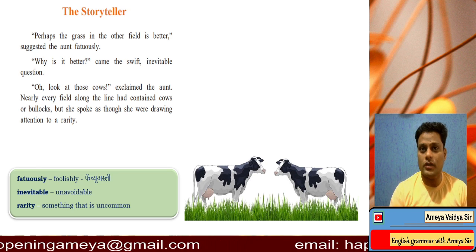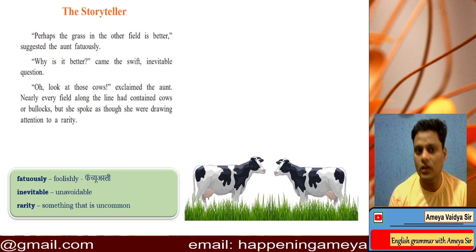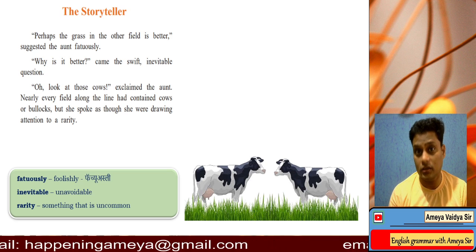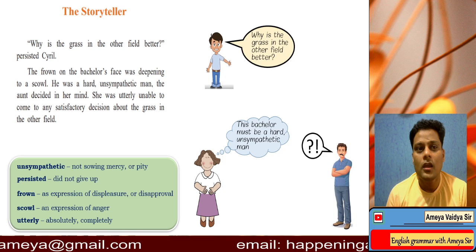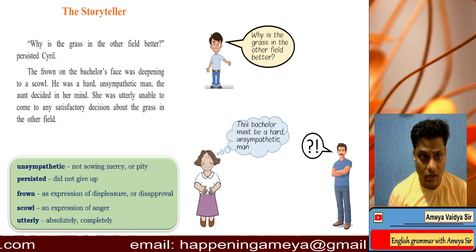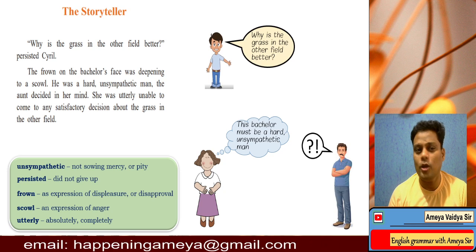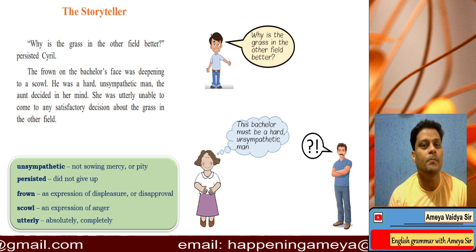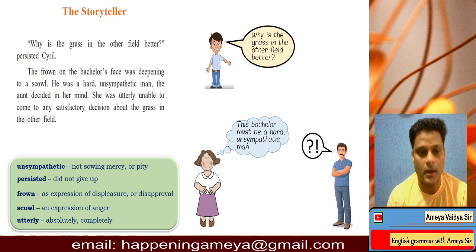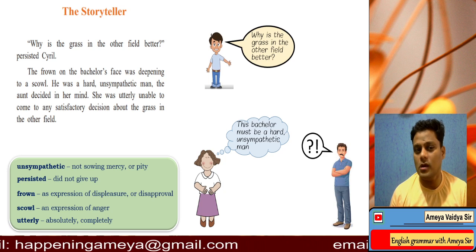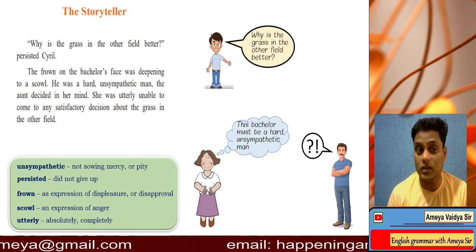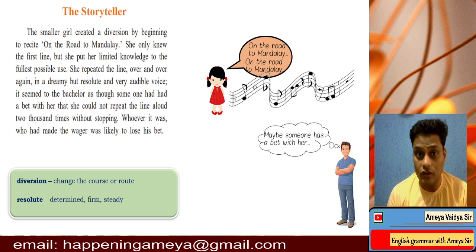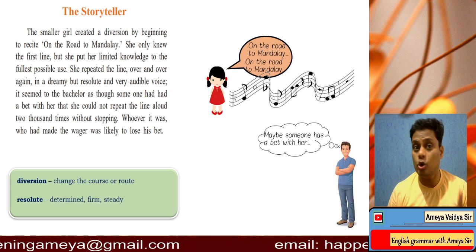"Oh, look at those cows," exclaimed the aunt. Nearly every field along the line had contained cows or bullocks, but she spoke as though she were drawing attention to a rarity. "Why is the grass in the other field better?" Cyril persisted. The frown on the bachelor's face was deepening to a scowl. He was a hard, unsympathetic man, the aunt decided in her mind. She was utterly unable to come to any satisfactory decision about the grass in the other field. A smaller girl created a diversion by beginning to recite On the Road to Mandalay.